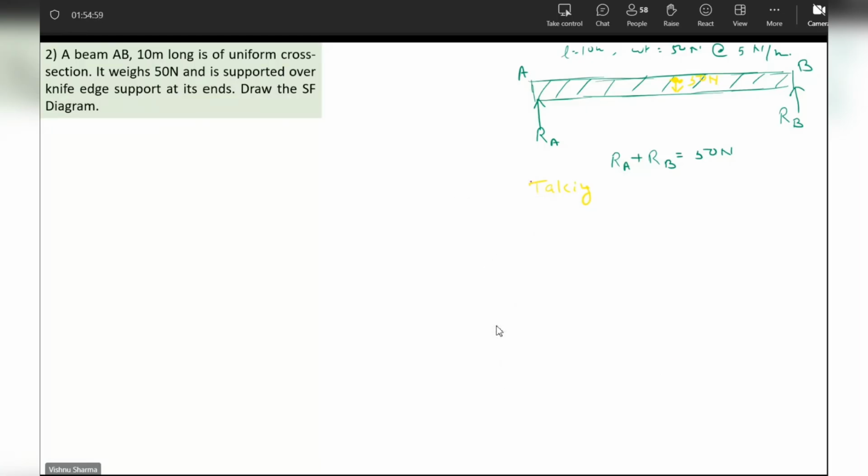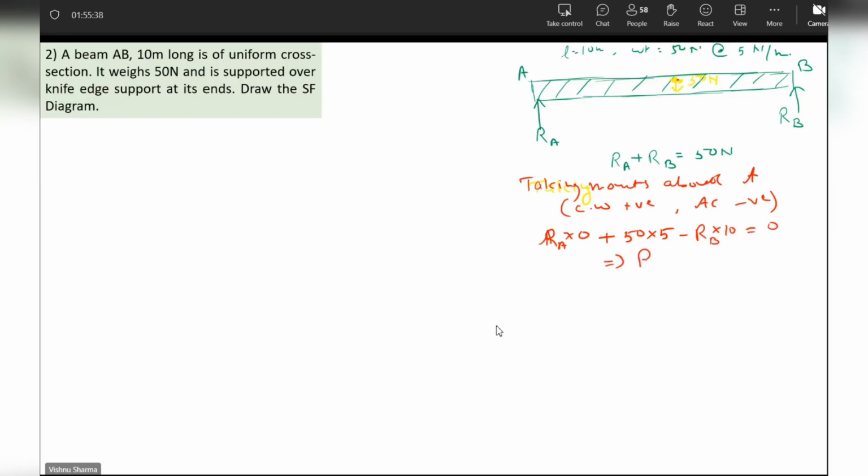Okay. Now, taking moments about A, clockwise as positive, anti-clockwise as negative, I'm sure you'll agree it is RA into 0. Now, this weight acting through this point, for one body, can be assumed to be clockwise. So plus 50 into 5, because the length of the beam is 10 meters, minus RB into 10 equals 0. This will give you RB as 25 newtons.